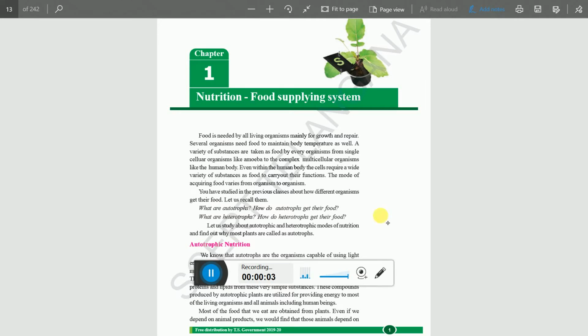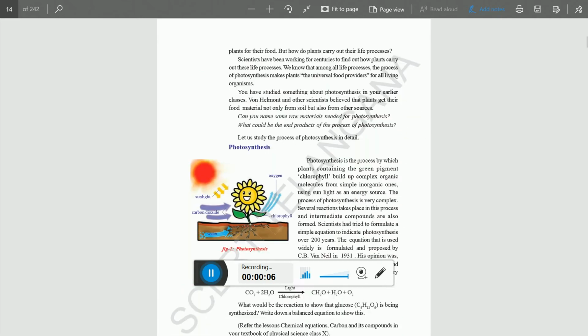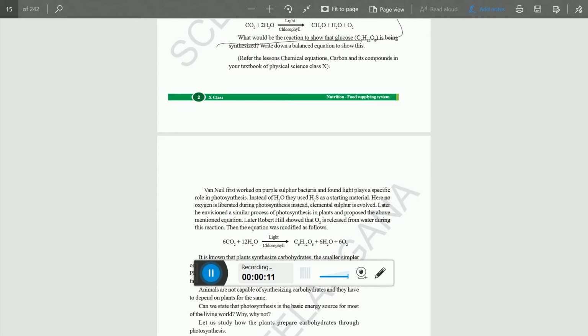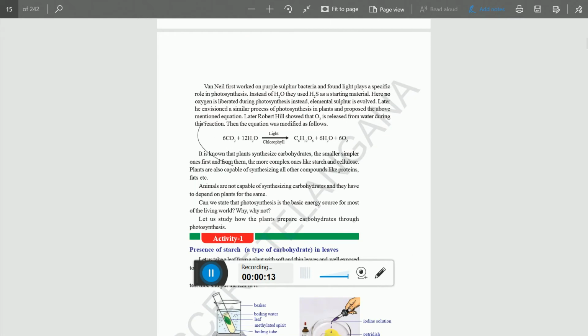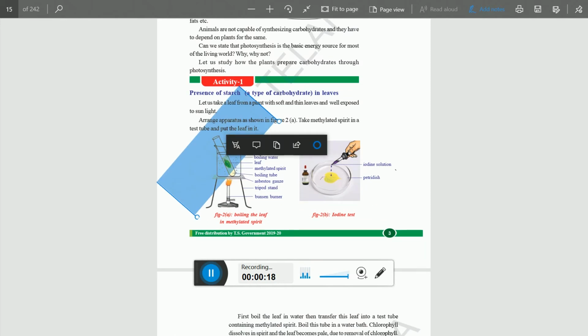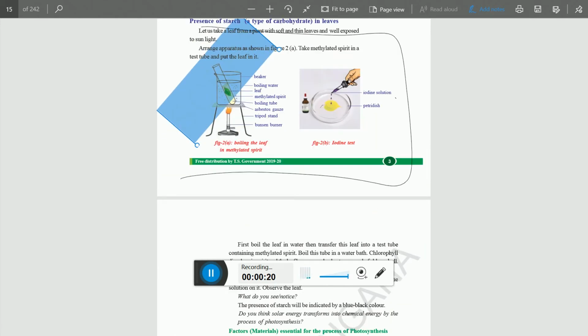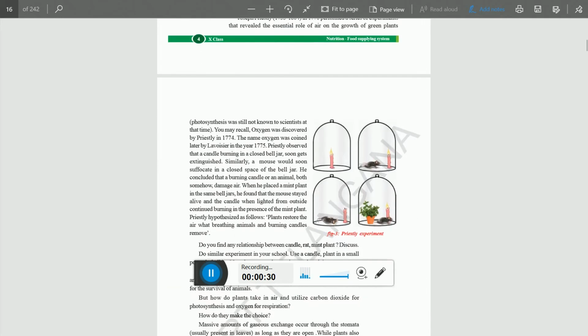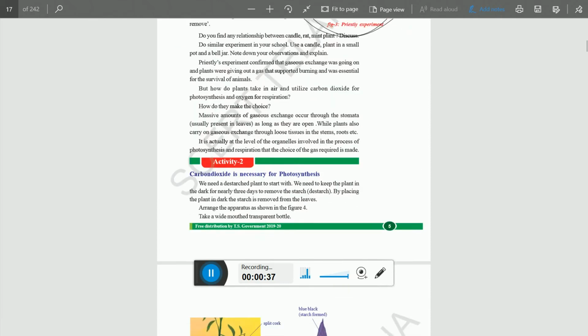We have discussed nutrition introduction in the class, and the photosynthesis activity, the definition, and the equation for photosynthesis, and the advanced equation which is given by Robert Hill. That was completed. And here we have completed how starch will be produced during photosynthesis and how to test. This also we have completed. And then we have completed the Ingenhousz experiment in the class with the diagrams, where oxygen is revealed and carbon dioxide is revealed.